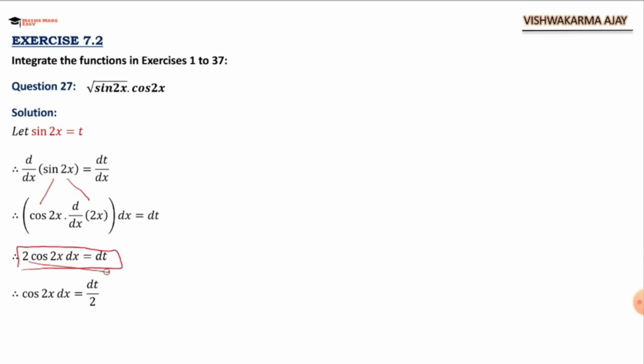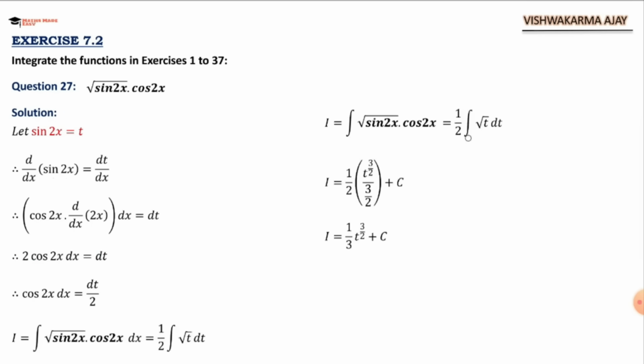I will send this 2 to the other hand. Cos 2x can be written as dt upon 2. Okay. Root of t can be written as t to the power 1 by 2. And then apply integral: 1 by 2 plus 1 is 3 by 2 whole divided by 1 by 2 plus 1, that is 3 by 2. This 2 and 2 get cancelled. We have 1 upon 3 times of t to the power 3 by 2 plus c. Let's resubstitute the value of t. Integral is 1 upon 3 sine 2x to the power 3 by 2 plus c.